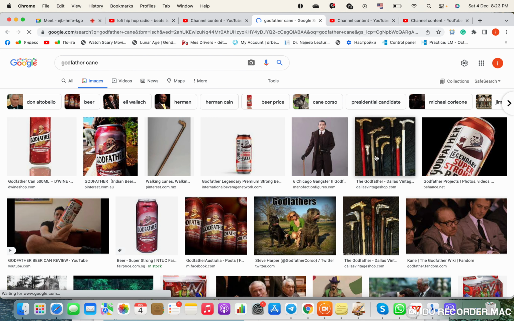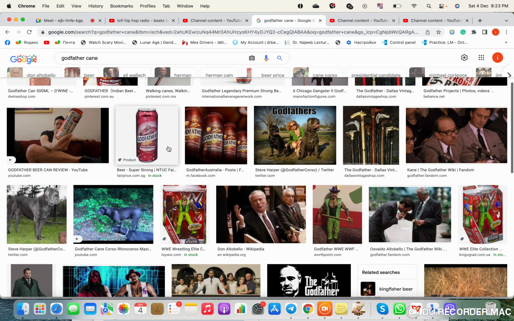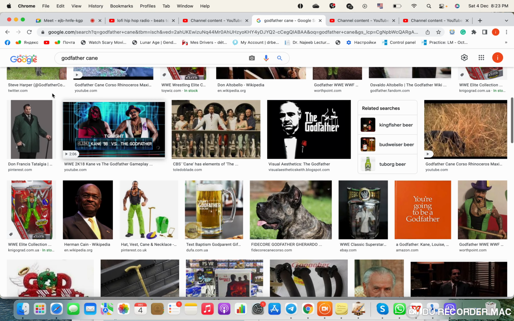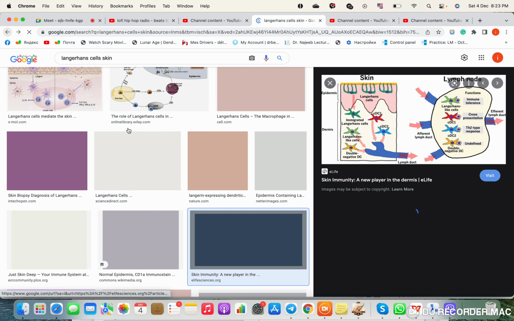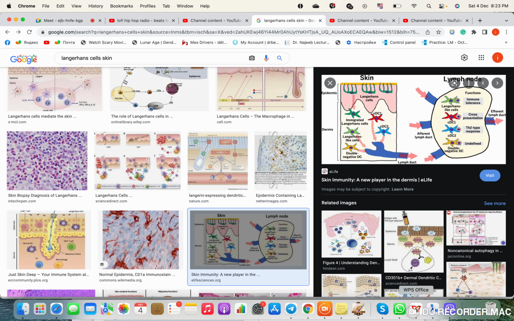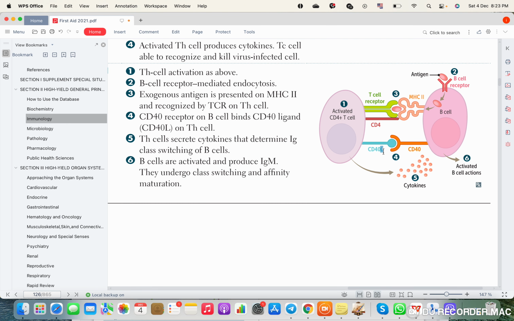I just like to imagine that the godfather has a cane, you know? So he has a cane. And that helped me to just imagine that it has the ligand, because a letter L looks like a cane. So CD40 receptors on the B cells bind to the CD40 ligand, which is located on the T helper cells, okay? And that will lead to activation and secretion of cytokines from the T helper cells, which then determine the IgE class switching of the B cells.